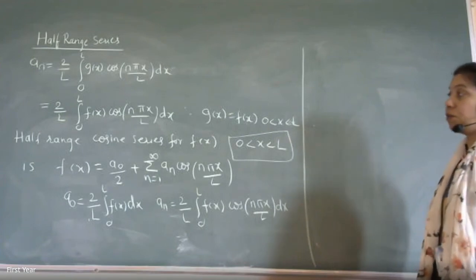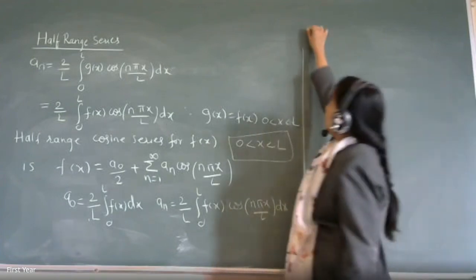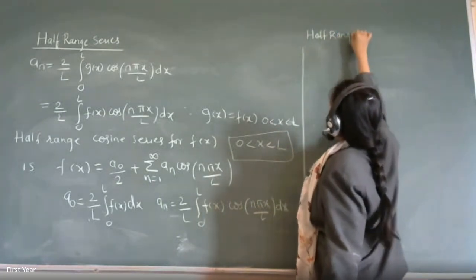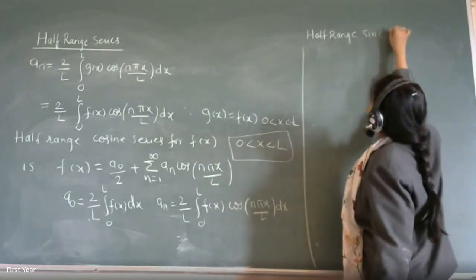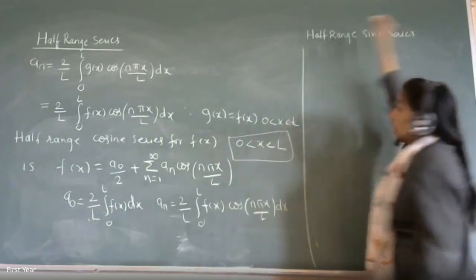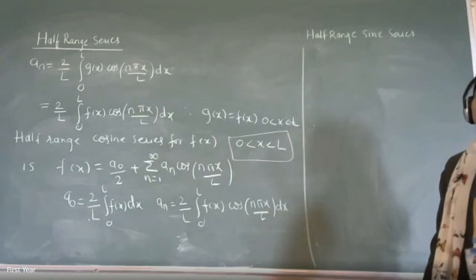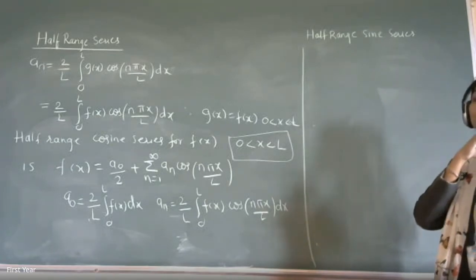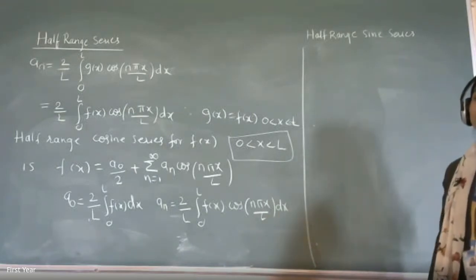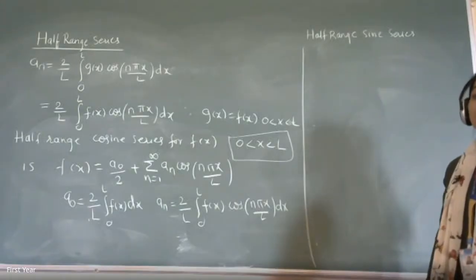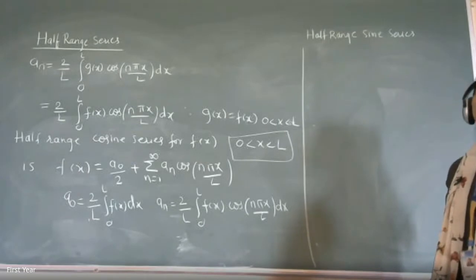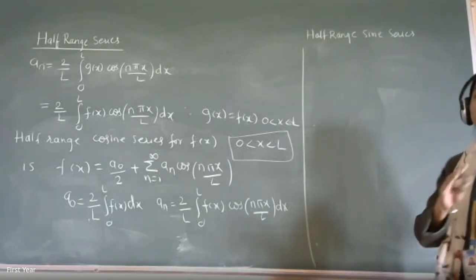So this was half range cosine series. Now for half range sine series, can you tell me how I have to extend f of x? F of x को extension करके what I have to make? Even or odd? Odd. Odd करना पड़ेगा because sine is odd. Correct. So if I want sine series, then it should be odd. Is it okay? So just see now how I'm doing it.